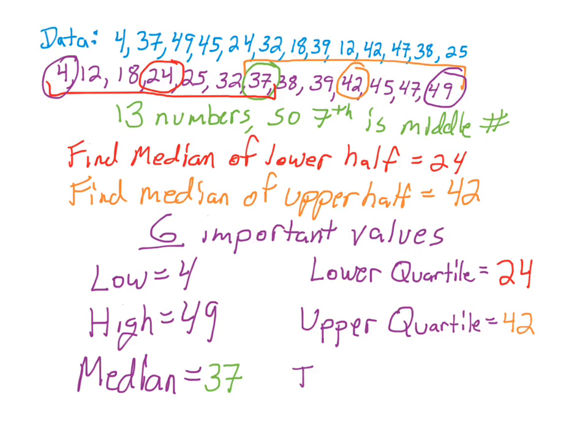And the last thing we need is called the inner quartile range. The inner quartile range is just the upper quartile minus the lower quartile. And so if we take 42 minus 24, we get 18. And do please write down the 42 minus 24. That's really important. And go ahead and pause if you need to get any of this down. And we'll go on to graphing it. So we definitely need those 6 important values. We're going to go ahead and graph it.